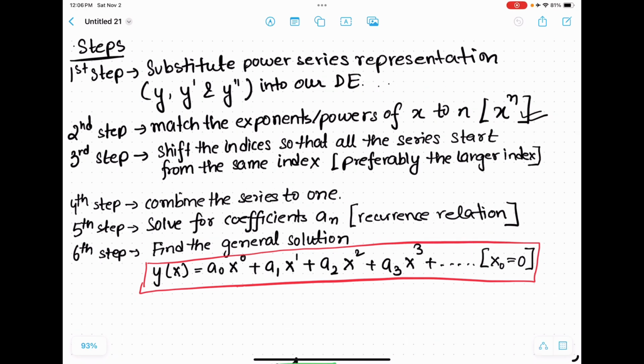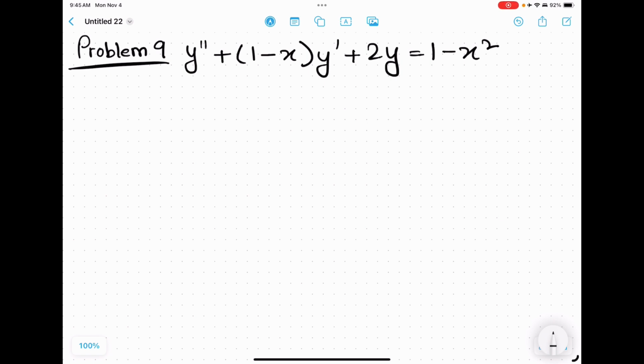In this form, I've constantly applied these steps to every problem I've solved, so all the problems in section 4.1 follow the same approach. So without further ado, let's dive into the problem. So in our today's problem, we have y double prime plus (1 minus x) y prime plus 2y equals 1 minus x squared.